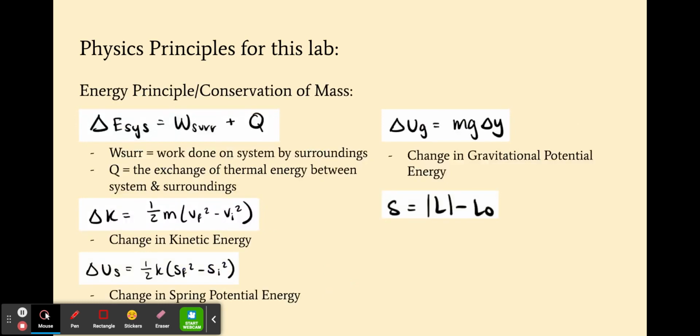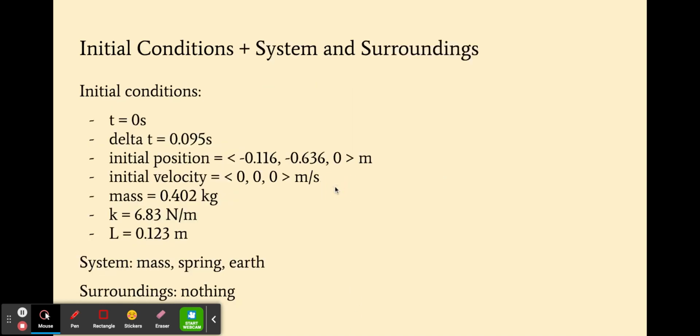And then the other principle was the energy principle, where the total change in energy of the system is equal to the work done on the system by the surroundings, plus the exchange of thermal energy between system and surroundings, and then the change in kinetic energy, change in spring potential energy, change in gravitational potential energy, and then S spring. Initial conditions and the system and surroundings.